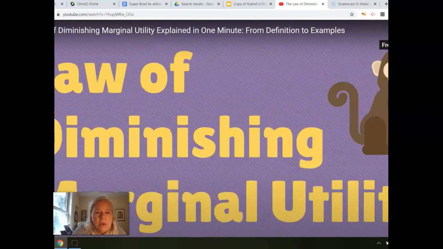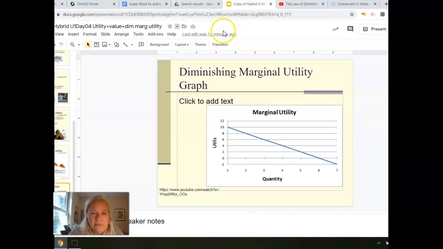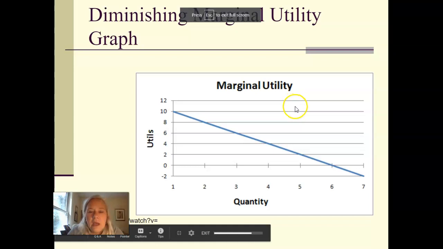Okay, so I know part of that was cut off. It's just the formatting of my screen here. I still need to do some work on that.